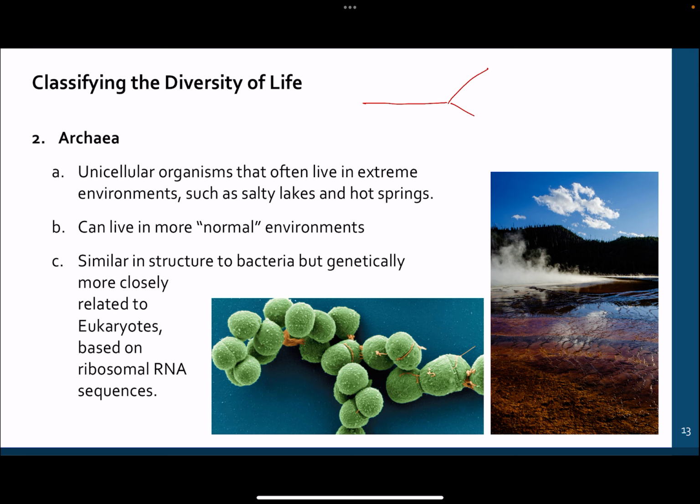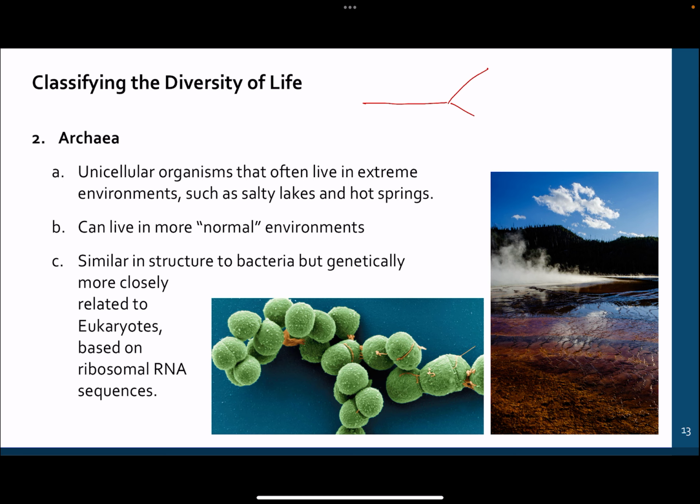We'll come back to the ribosome again in chapter 4, but the ribosome is important because the ribosome is where our cells build proteins. And ribosomal sequences, or sequences of the RNA molecules that help build ribosomes, can help establish evolutionary relationships. So we are more closely related as eukaryotes to archaea than bacteria.